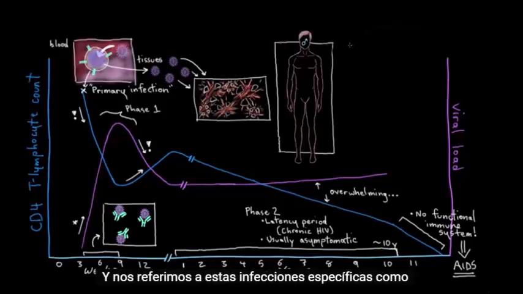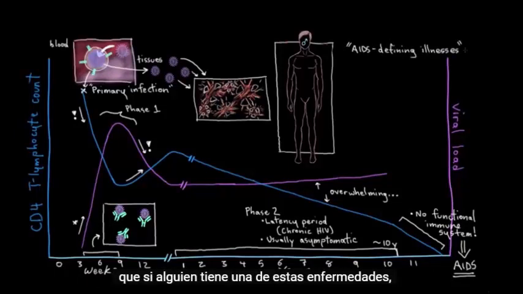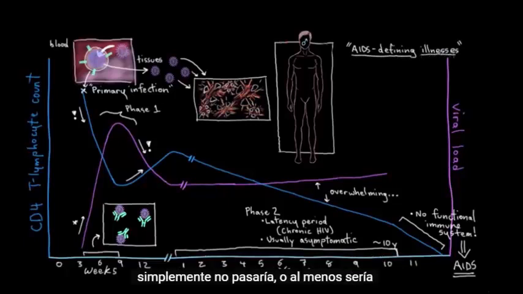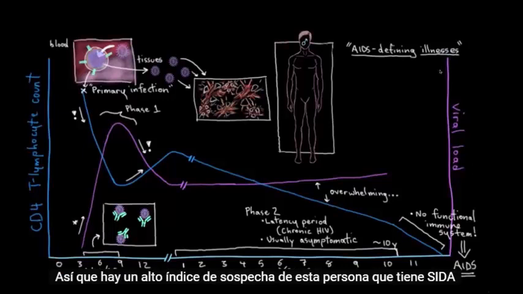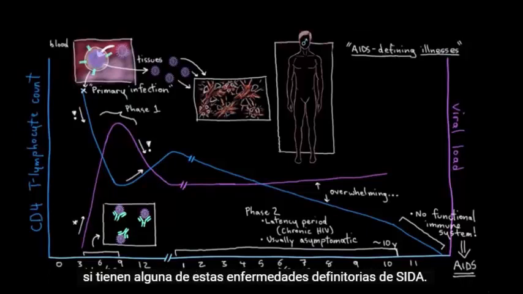And we refer to these specific infections as AIDS-defining illnesses because we just know that if somebody has one of these illnesses, they just cannot have a functioning immune system. It just wouldn't happen. Or at least it would be really, really unusual. So there's a high suspicion of this person having AIDS and not just an HIV infection anymore if they have any of these AIDS-defining illnesses.